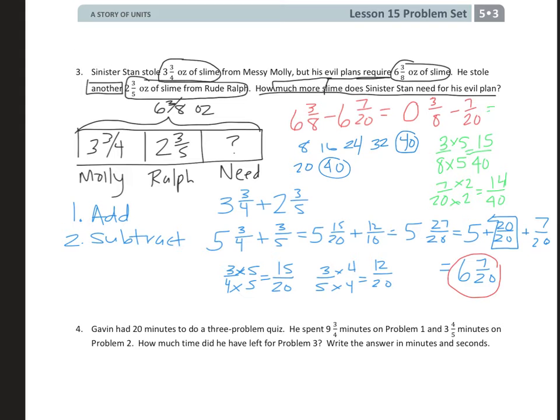And so back over here, going to squeeze it in. I got 15 40ths, take away 14 40ths. So as you can see, the answer is going to be 1/40th left over that he still needs for his evil plan.